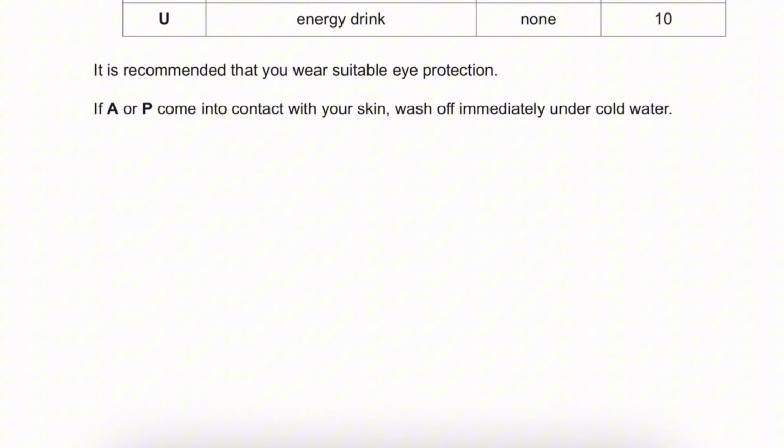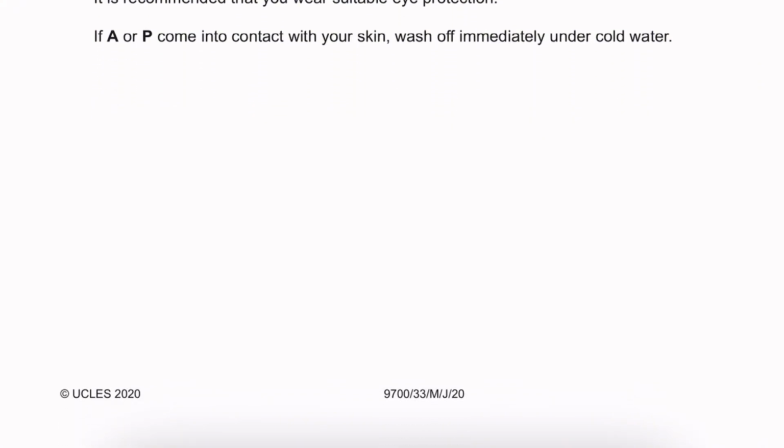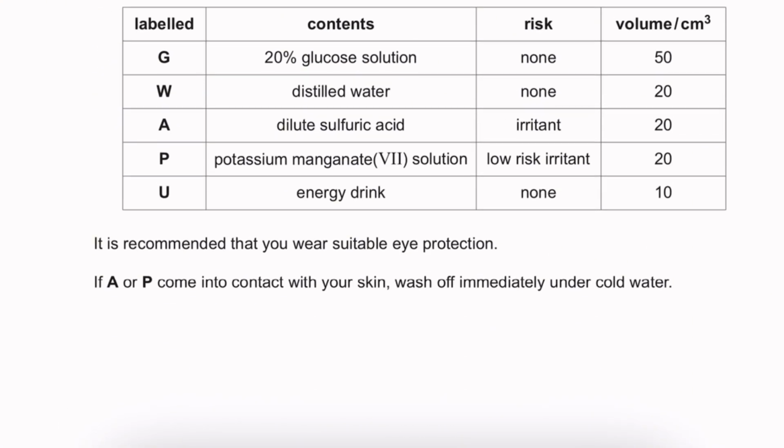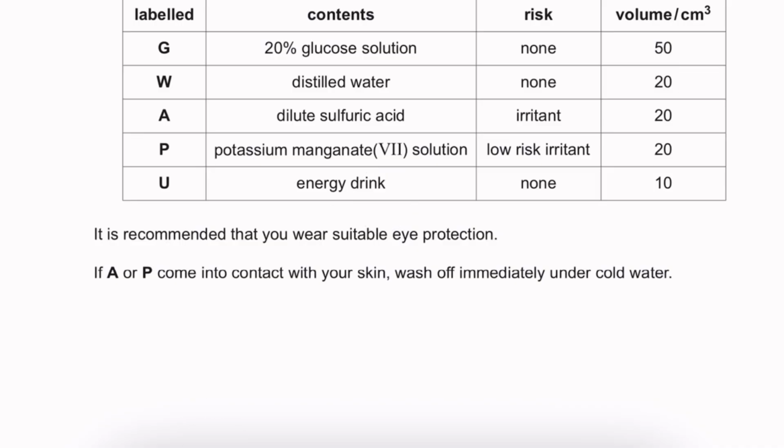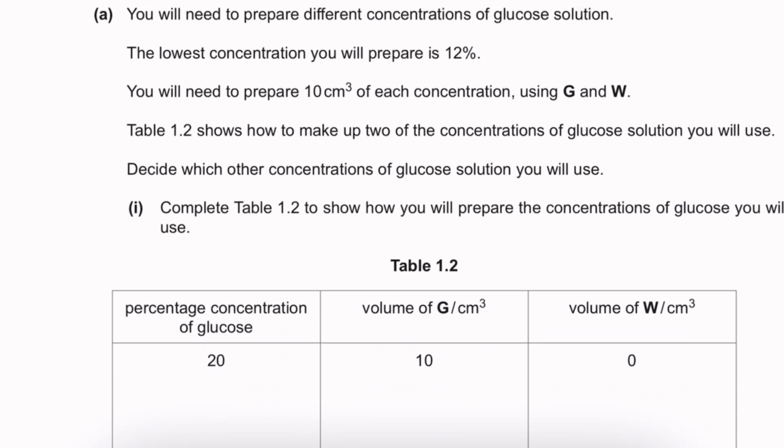It's recommended that you wear suitable eye protection. If A or B, P come into contact with your skin, being distilled water, dilute sulfuric acid or potassium permanganate, wash it immediately. Now, you will need to prepare different concentrations of glucose solutions, and the lowest concentration you prepare is 12%. You'll need to prepare 10 centimeters cubed of each concentration using G and W, and table 1.2 shows how to make up the concentrations of glucose solution you will use.